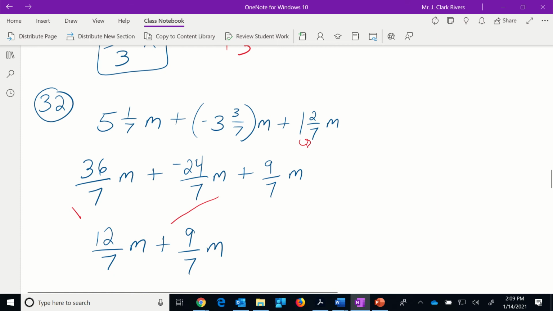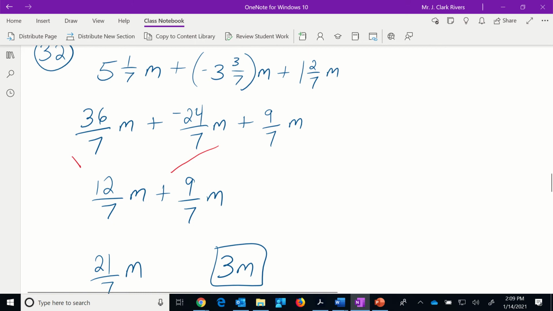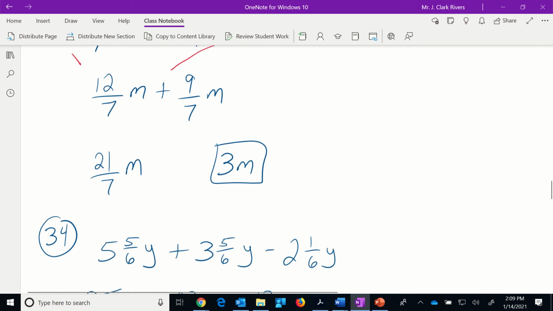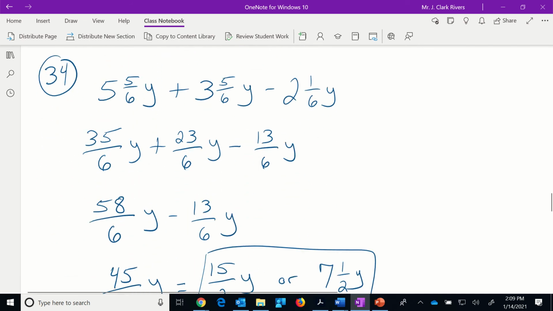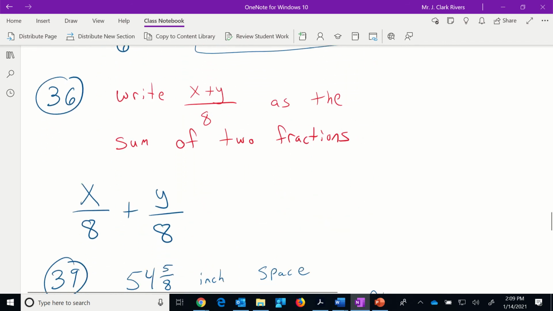Okay, then we combine like terms. We add these fractions. 36/7 plus negative 24/7. 36 plus negative 24, that's 12/7 m. The plus 9/7 gets copied down. 12 plus 9 is 21. So 21/7 m. 21 divided by 7 is 3. So 3m is what we get there. Same idea on 34. I think pretty straightforward stuff. Convert everything to an improper fraction. Go from there.